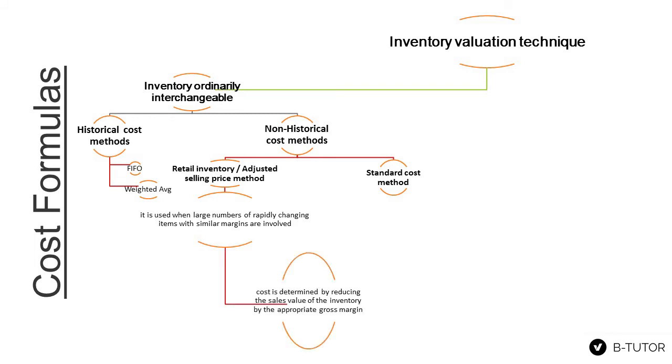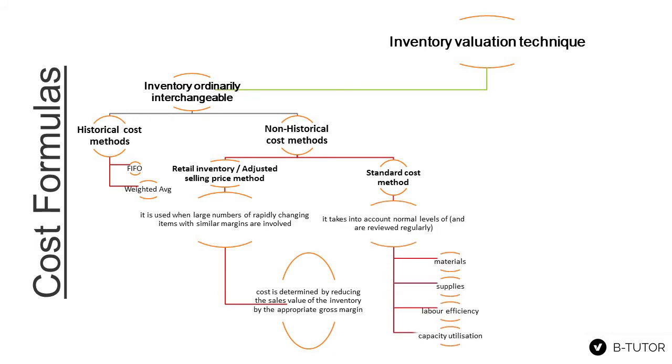Here, cost is determined by reducing the sales value of inventory by appropriate gross margin. So we need to know gross margin as well as sales value. Another non-historical method is standard cost method. It takes into account normal levels of materials, supplies, labor efficiency and capacity utilization. These must be regularly reviewed.